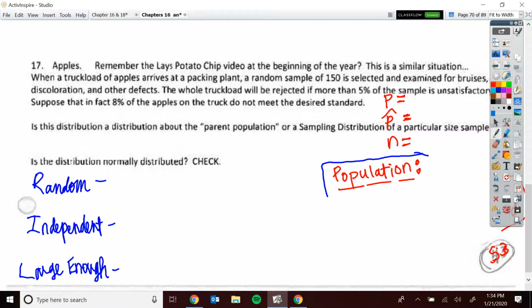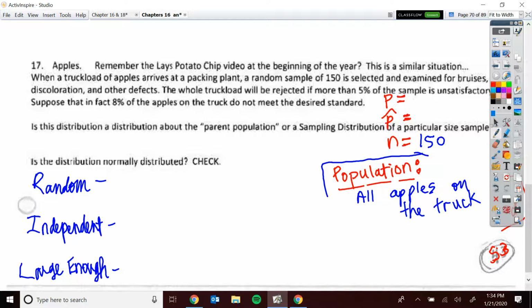So this is like the Lay's potato chip problem, where the guy was going on top of the potatoes. You remember that? They were going to make a claim about the entire truckload of potatoes based on that one sample of 150 pounds. Here, the population is all the apples on the truck. They're going to decide to reject or keep that entire truck based on a sample of just 150 apples.